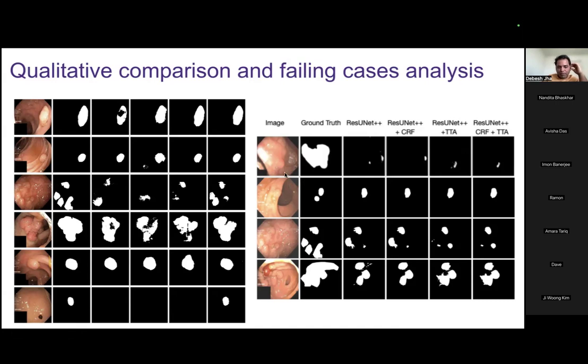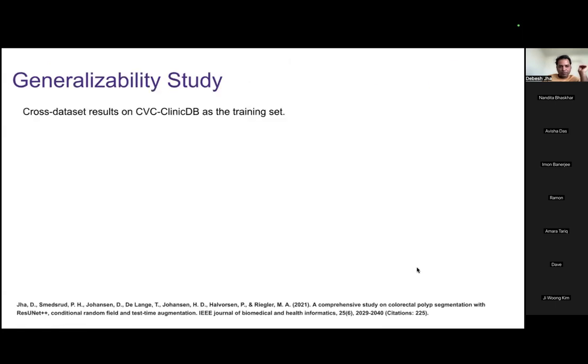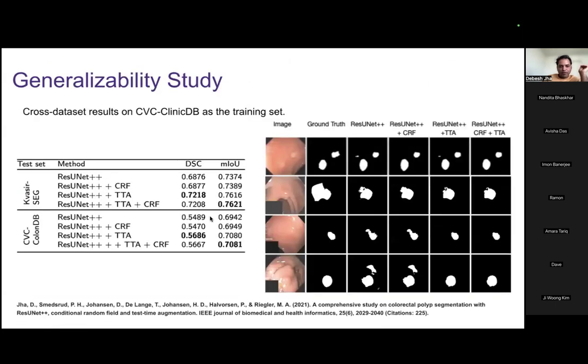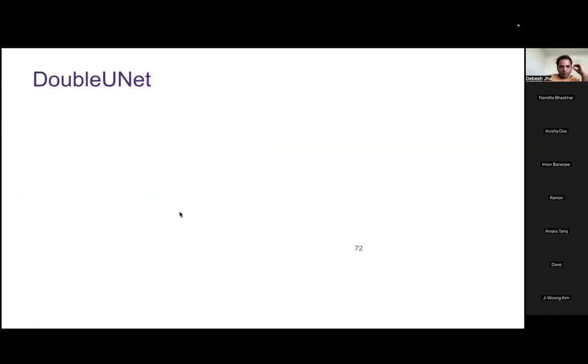And then we further tried to check the performance in challenging scenarios, for example, where a frame has one polyp, multiple polyps, and so on, and how the model performs. So still it is not perfect, but better than the others. And we also did a generalizability study where we trained the model on one dataset and tested it on a new dataset from a different distribution, and we saw that after adding TTA and conditional random field, we obtained better results.